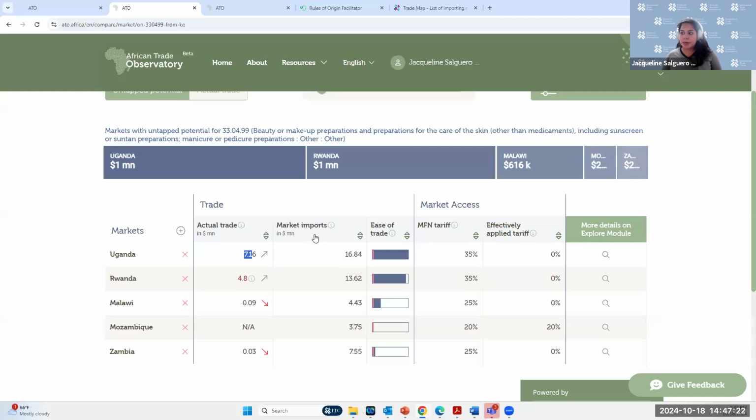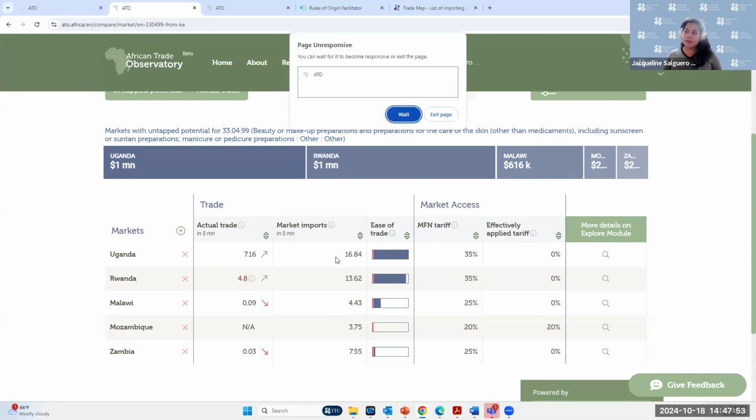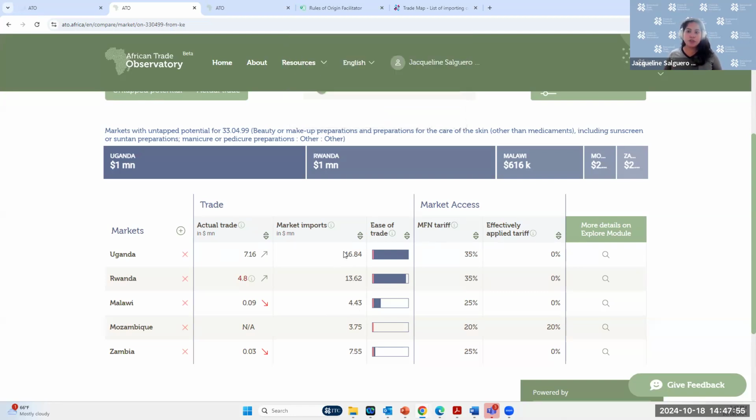The second column here will tell us the market imports. So how big is this market? If you have a huge production, let's say, of refined sugar, then you will not be targeting a small market, you will be targeting a big market. So the market imports will tell us how big this market is in terms of imports. In this case, it tells us that Uganda is a big market. They're importing a lot in 2023 compared to Malawi, which is importing 4.43. So if you are interested in a big market, for instance, you might go to Uganda.